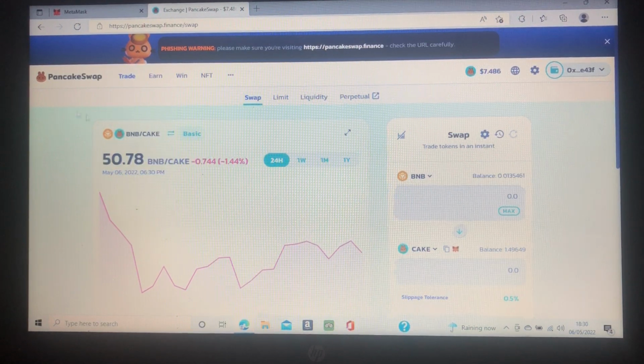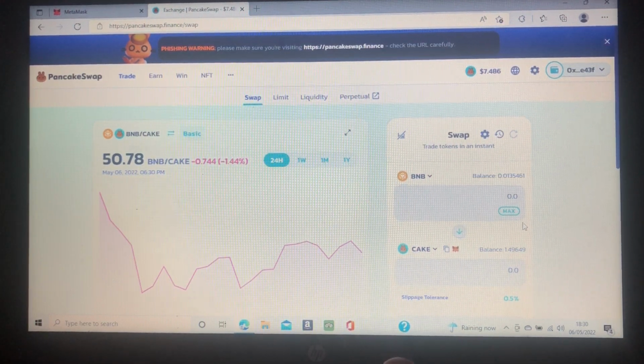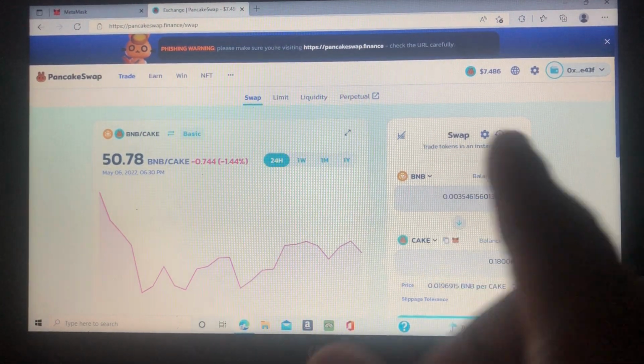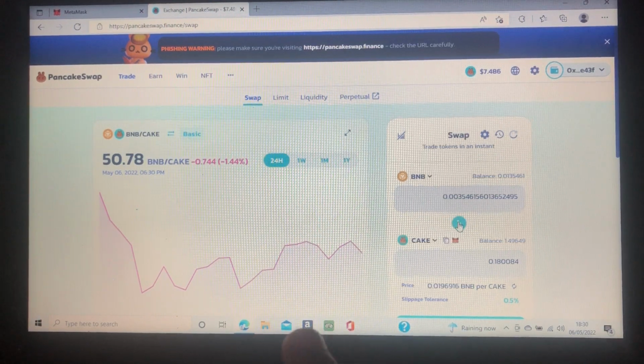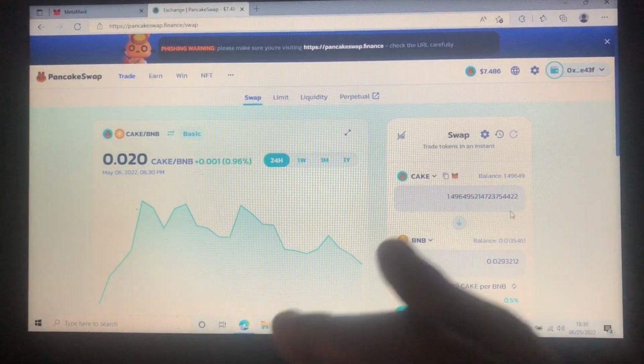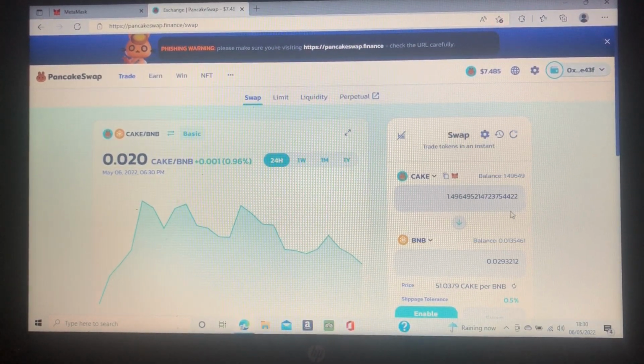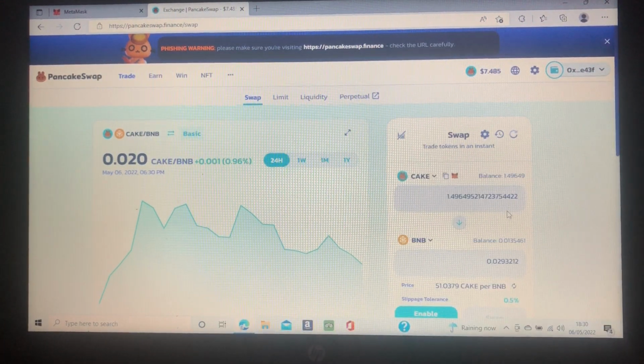So from swap, this is a trading pair, BNB cake. It means you can use BNB to buy cake, or the other way, you could use cake to buy BNB. However you choose. That is a trading pair.